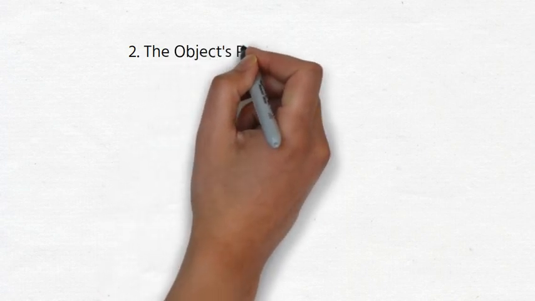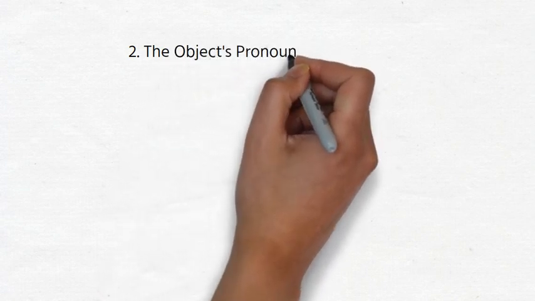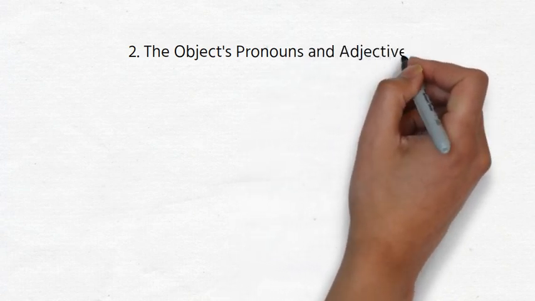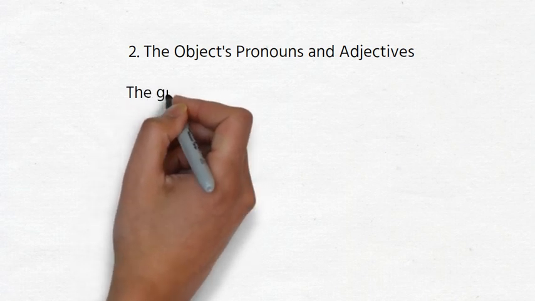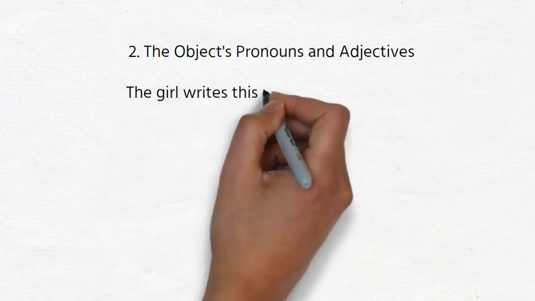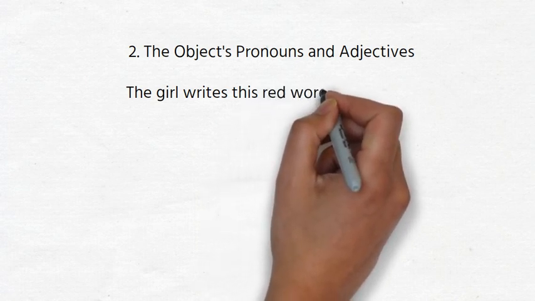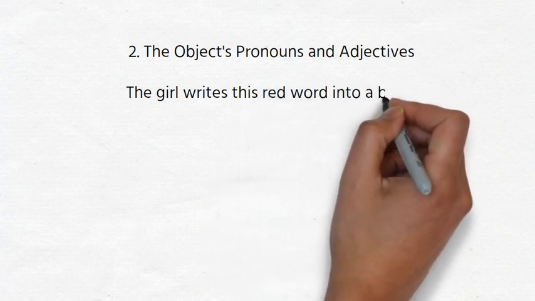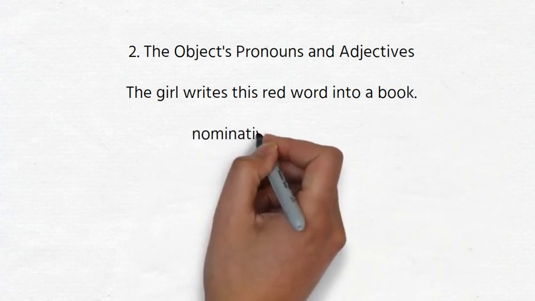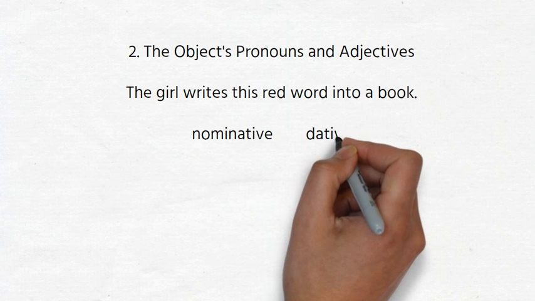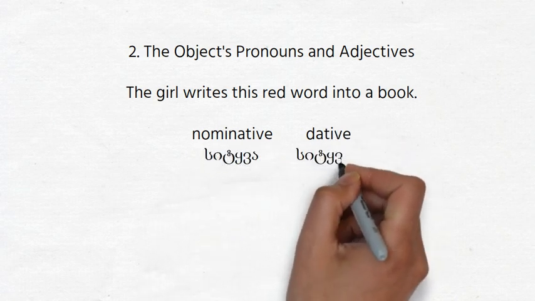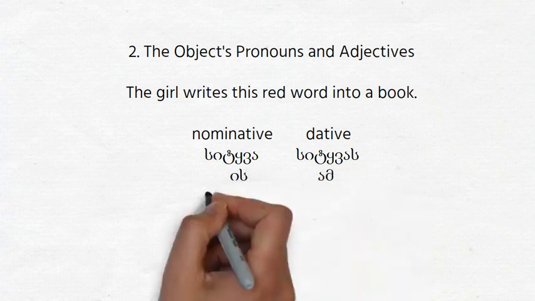Second, how can we modify the object by pronouns or adjectives? Well, they have to be put in agreement or harmonized with the dative case. So in our case, if we want to say the girl writes this red word into a book, we have to find the nominative and the dative, sidqva and sidqvas. We heard about them, of course.